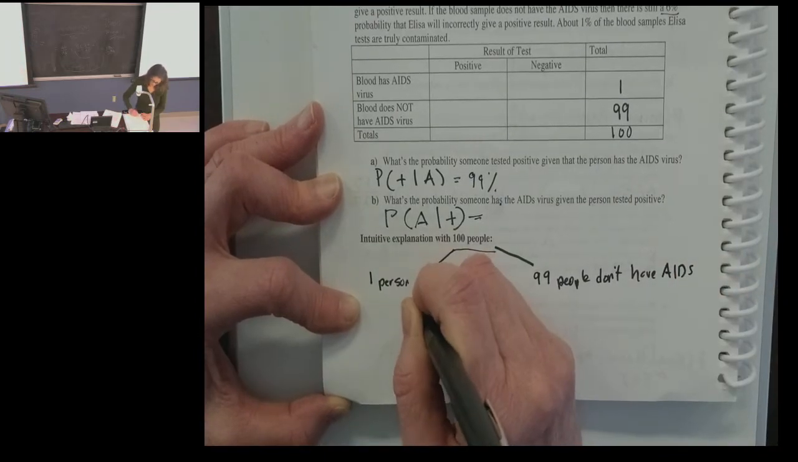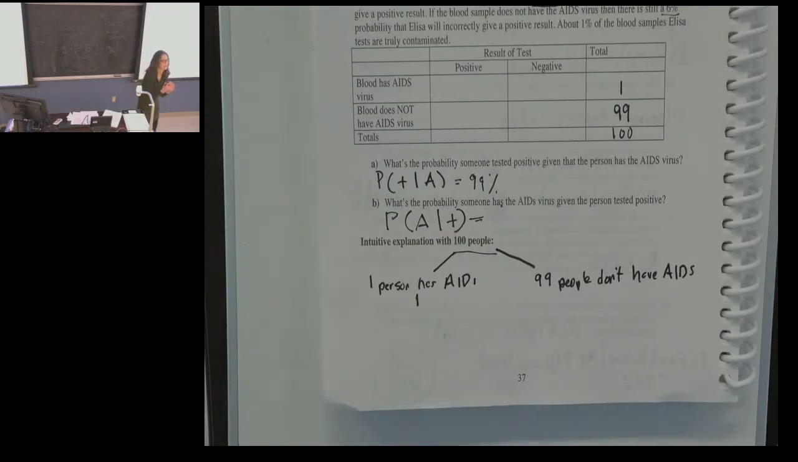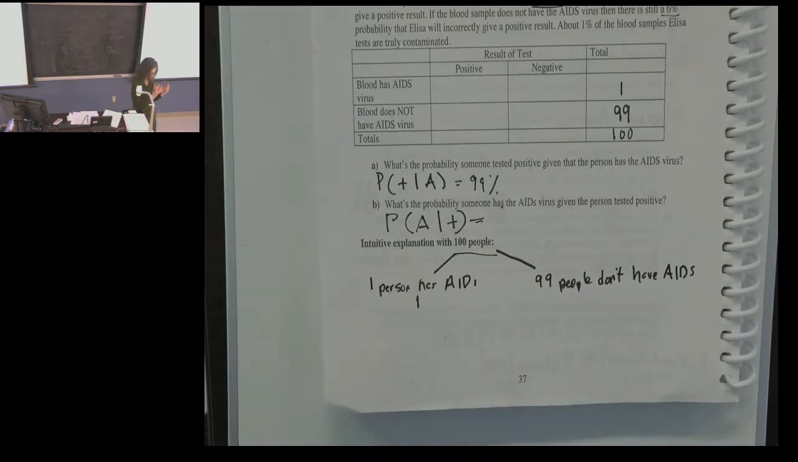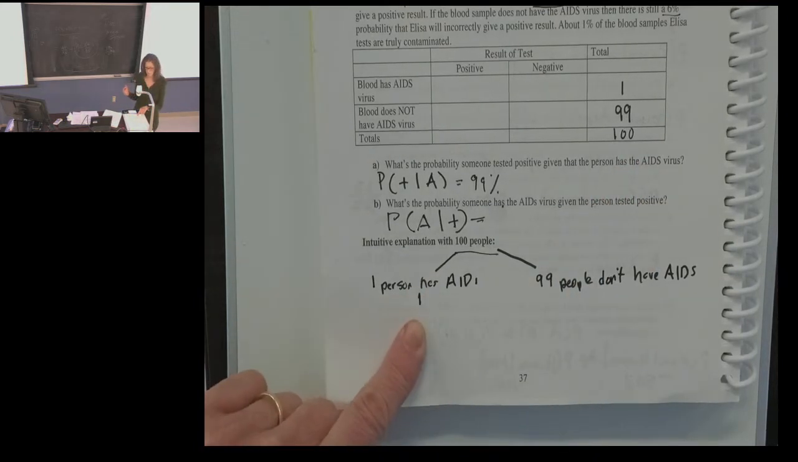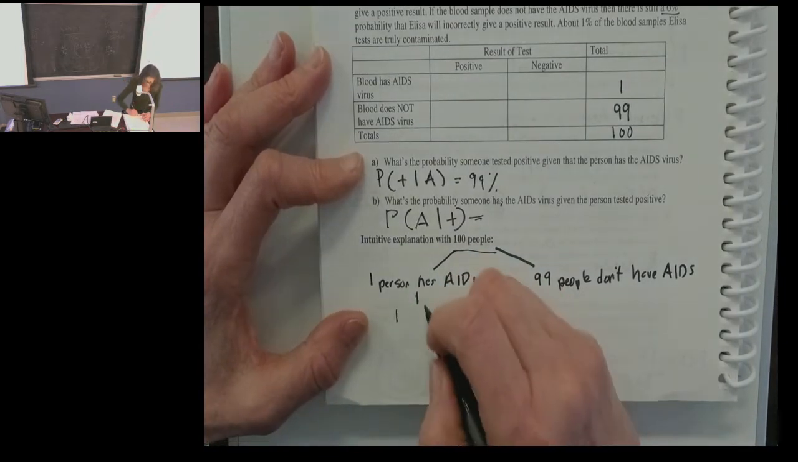Okay, this one person, I want to get this positive rate. I want to know how many people tested positive, basically. What's the probability of testing positive? Out of these 100, how many tested positive? So one person has AIDS. There's a 99% chance, so I just said in my head, okay, that's 1 true positive.